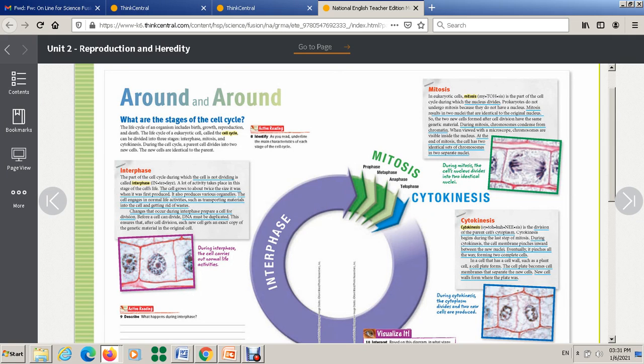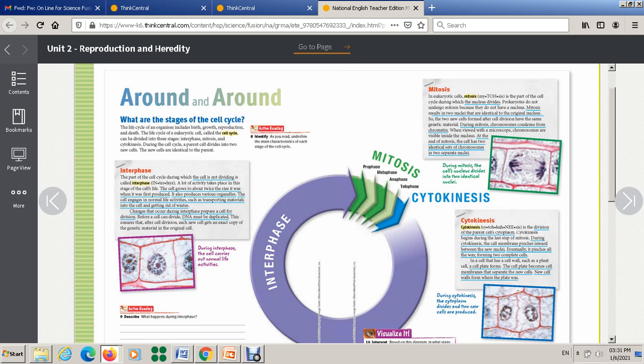Hello everyone. In this video we want to continue talking about the cell cycle. We finished last time with the interphase and how, at the end of the interphase, the cell prepared itself to copy the DNA to be ready for the next phase, which is mitosis.